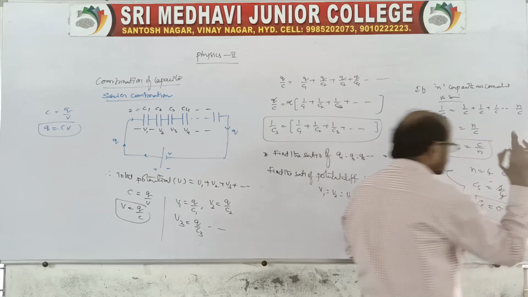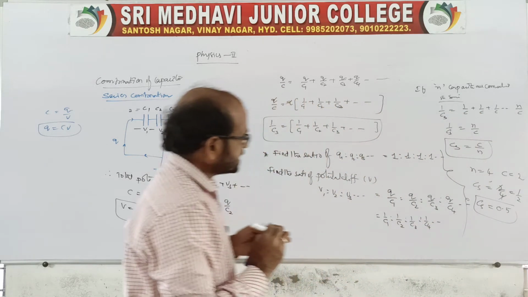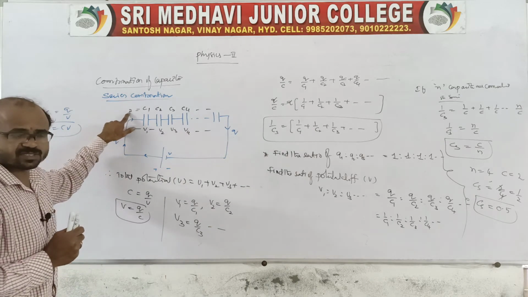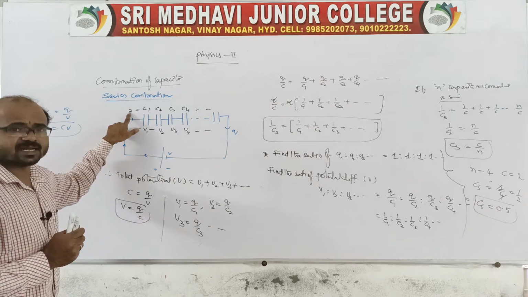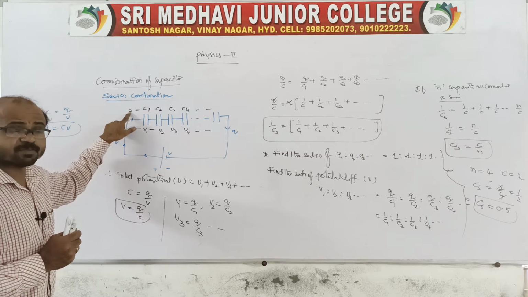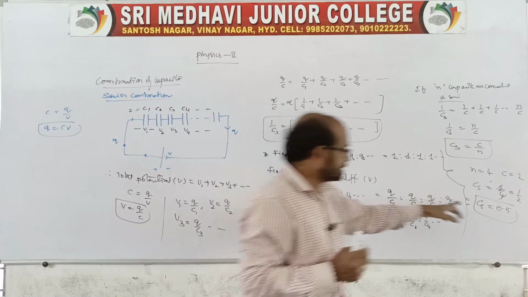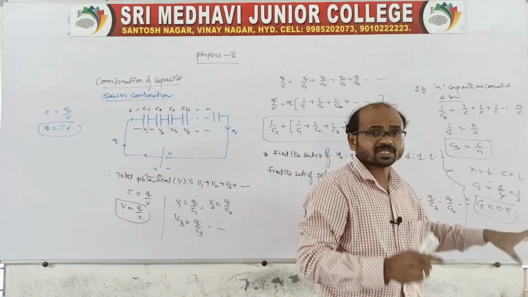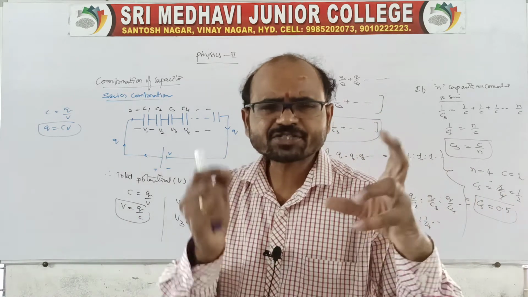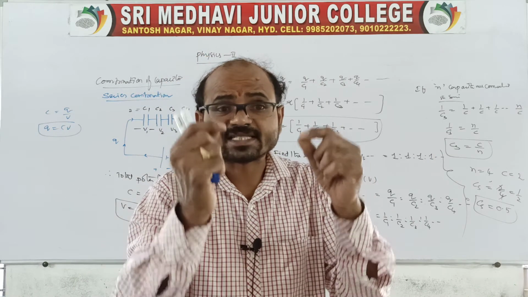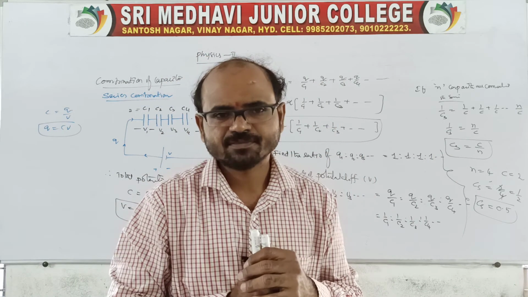From this conclusion I want to tell you one thing. Look here, each individual capacitor is 2 farad. Each capacitance is 2, but the final effective capacitance is 0.5. So for the series combination, the effective capacitance decreases, and will be less than the individual capacitance.